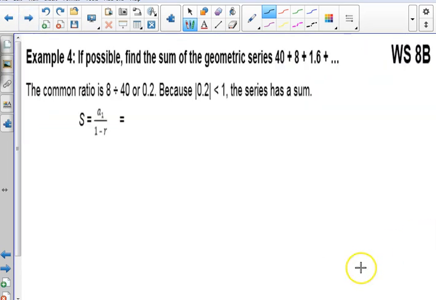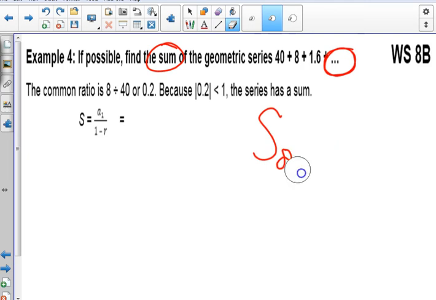Where was the next one? Here. This is at the top of 8b. It says find the sum of the geometric series. This is how I know I have to use that formula if it even works, because it's infinite. Do you see it's not adding up 12 terms? So this is the infinite. Oh, that's supposed to be an infinity. Bad infinity.